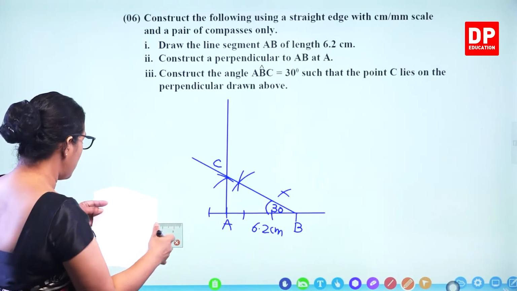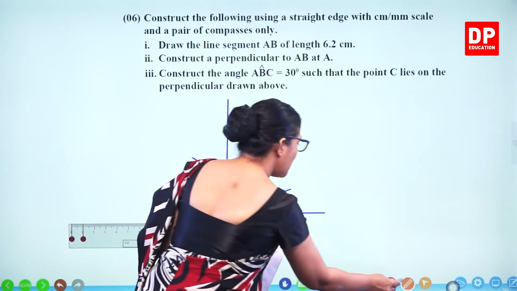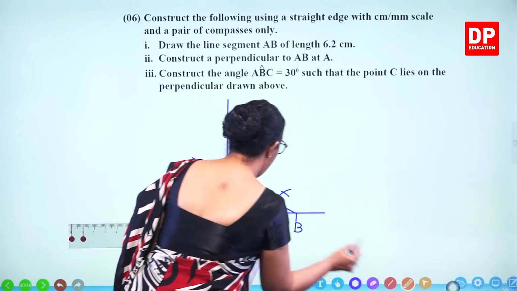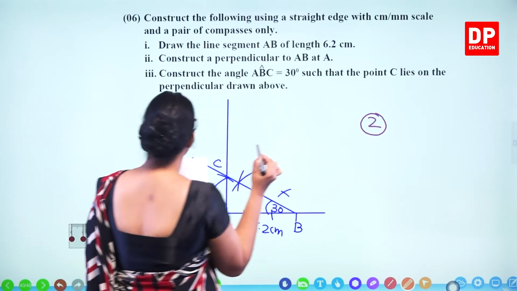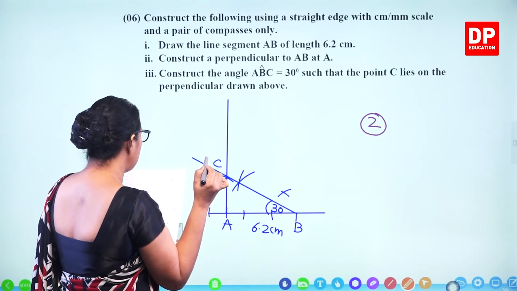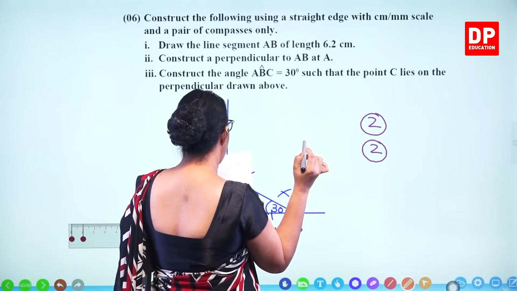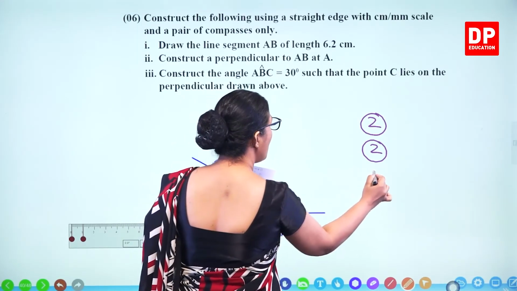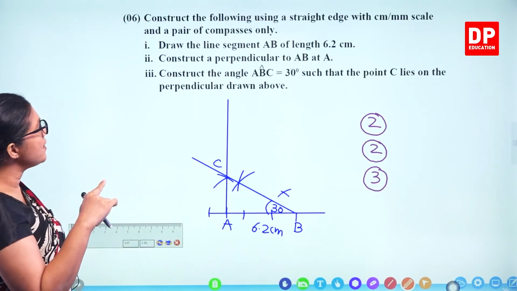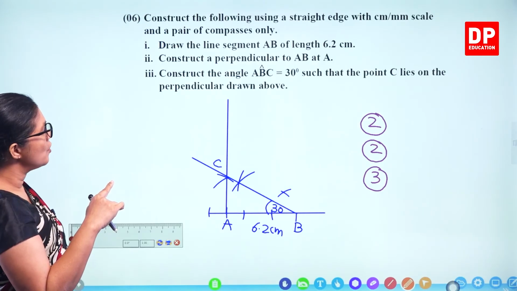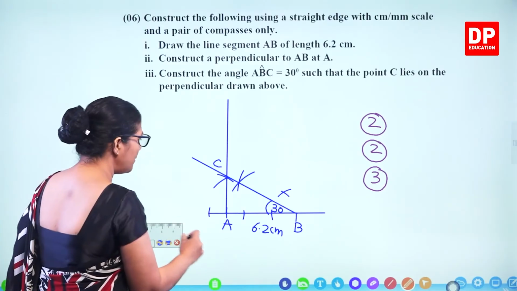So how many marks for these 3 steps? You get drawing the line AB 2 marks, and the perpendicular line 2 marks, and 3 marks for this one, drawing the angle 30 and marking the point C. So 3 parts. So altogether 7 marks. Let's do the next one.